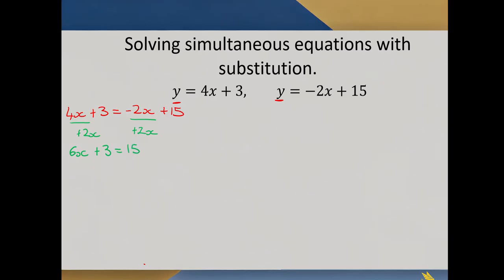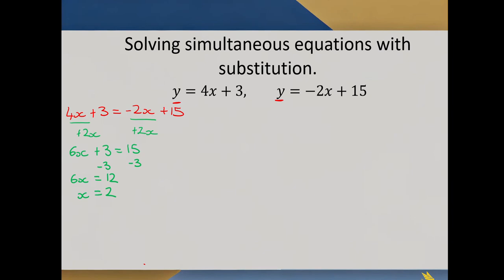The next step is I'm just going to get my constants to one side. So I will take away 3, and that gives me 6x is equal to 15 take away 3, which is 12. The final step is I will divide both sides by 6 to get 12 divided by 6, so x equals 2.